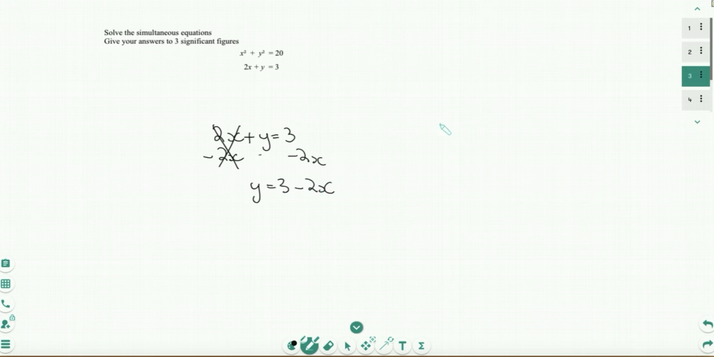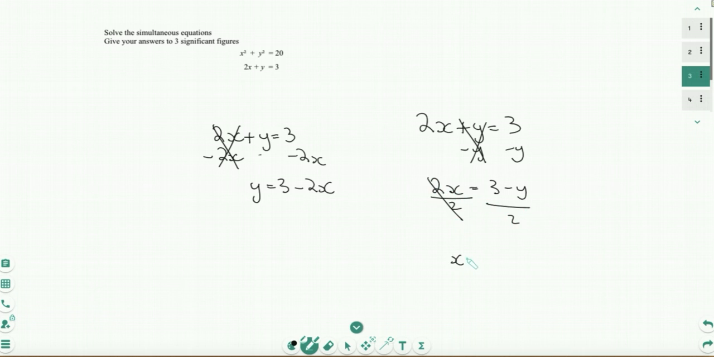If you want, you can make x the subject. Let's have a look. 2x plus y equals 3. We'll get x by itself, so we're going to minus y on both sides. That cancels out. 2x is equal to 3 minus y. x is being multiplied by 2, so we're going to divide by 2. Boom. x is equal to 3 minus y, over 2.